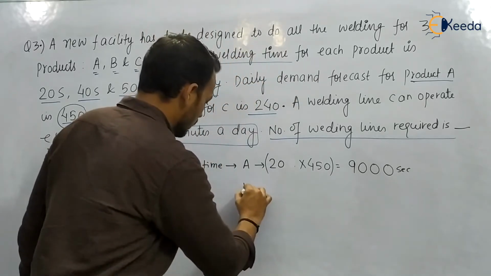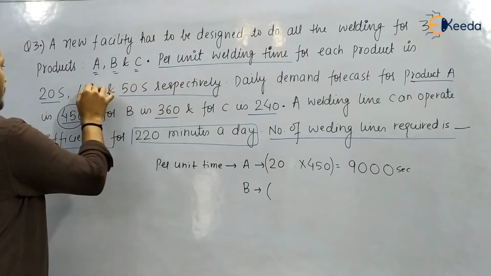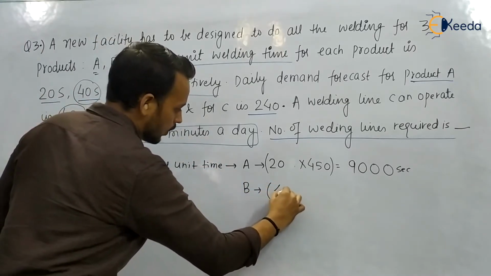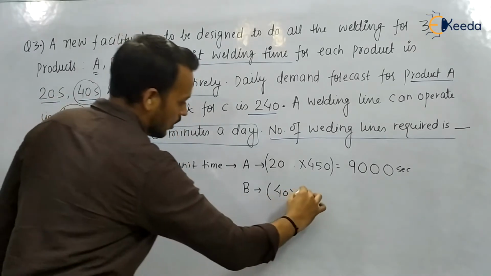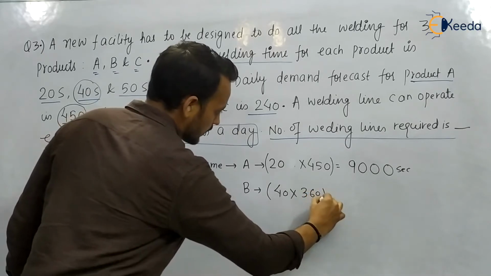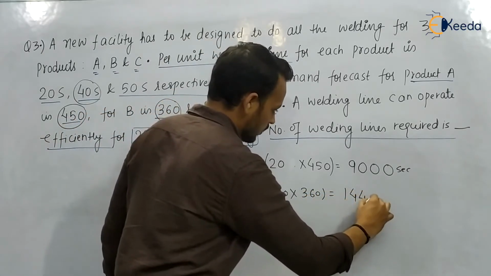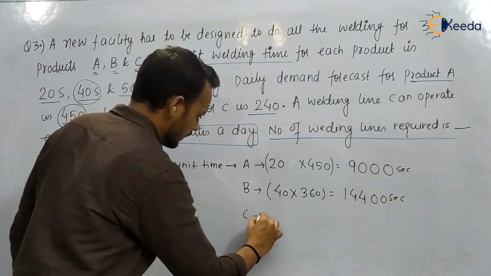Similarly for product B, the time required for 1 unit is 40 seconds. How many units do we have to make? 360 units. So 40 into 360 will be 14,400 seconds.